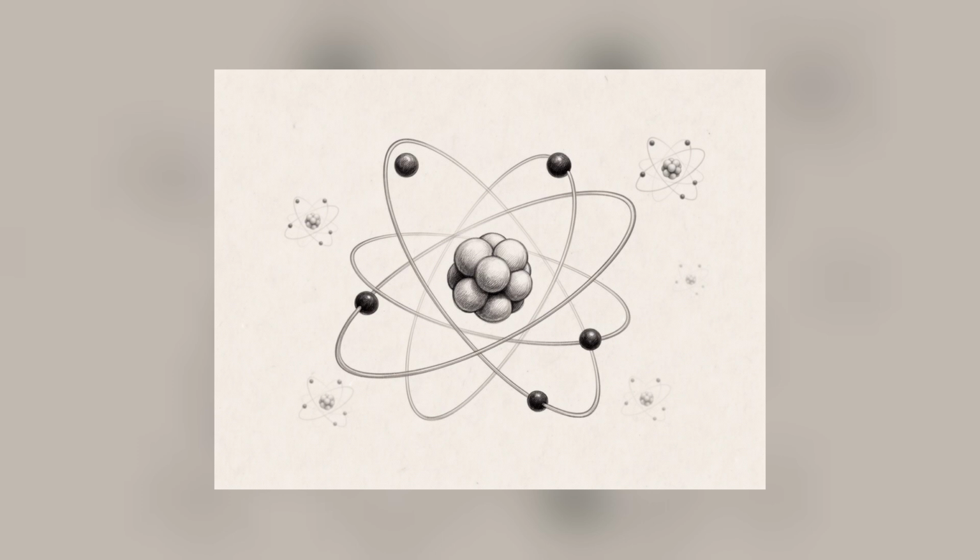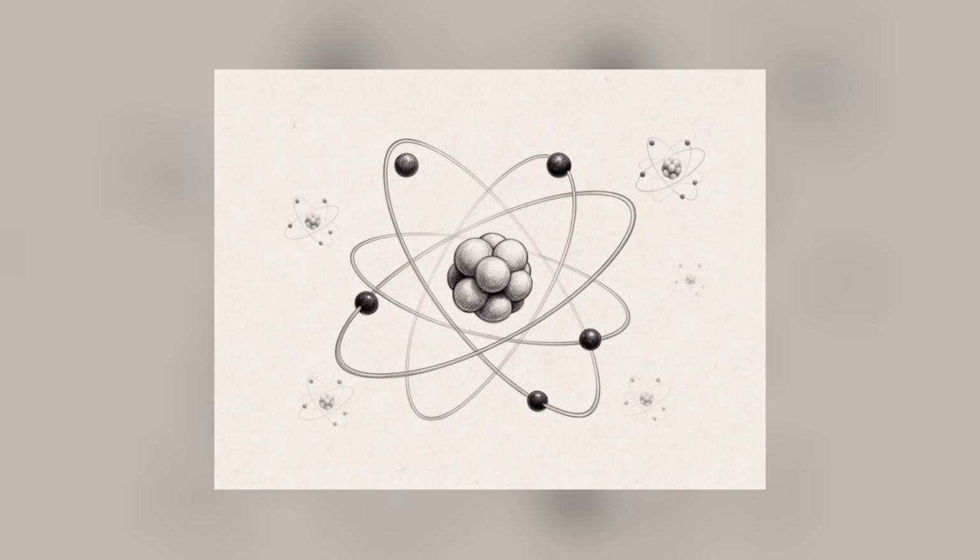Atoms are electrically neutral under normal circumstances. This means the number of electrons orbiting the nucleus equals the number of protons inside it. A hydrogen atom with 1 proton has 1 electron. Oxygen with 8 protons has 8 electrons. This balance is fundamental to atomic stability.